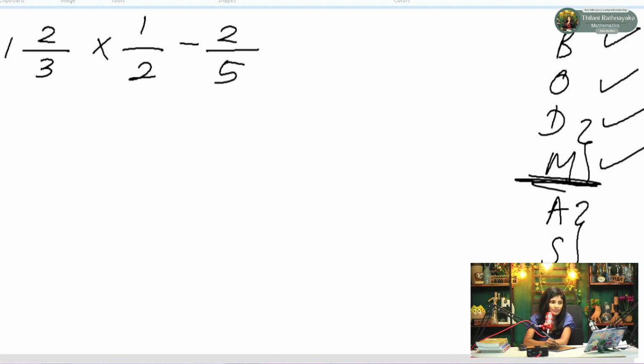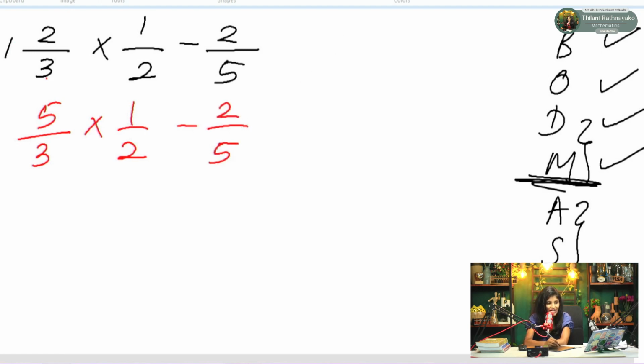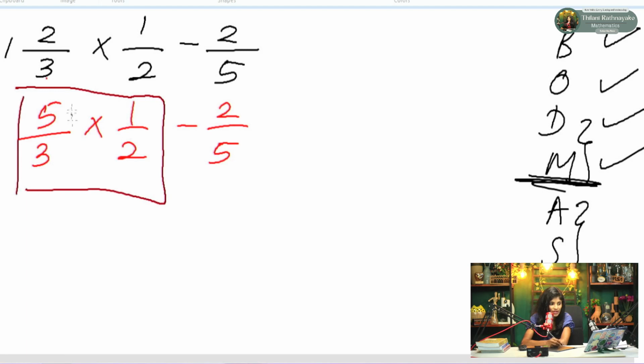Okay. And here, first of all, I have to convert this one into an improper fraction, right? So 3 times 1 is 3, 3 plus 2 is 5 over 3, multiplied by 1 over 2, subtract 2 over 5. Now, as I said earlier, I have to do multiplication first, so I'm going to simplify this part first. 5 times 1 is 5, 3 times 2 is 6, then subtract 2 over 5.